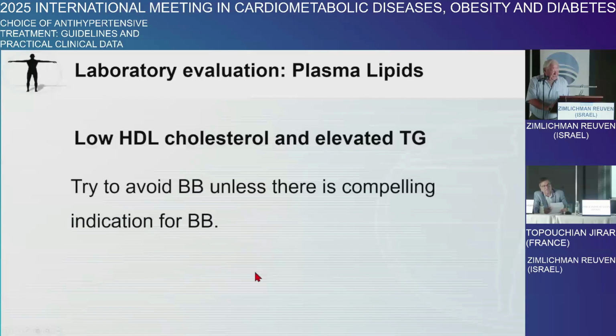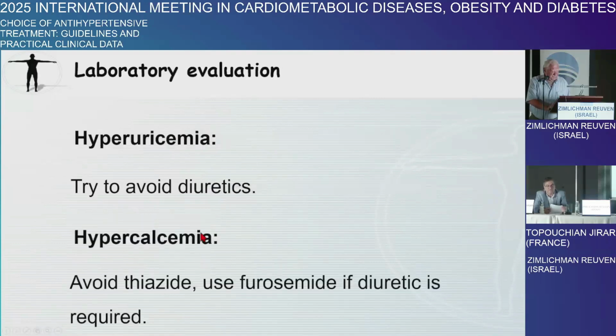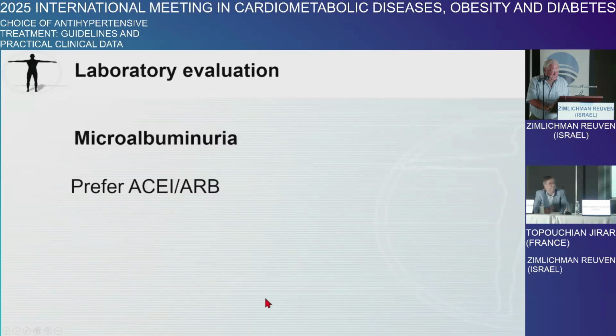For low HDL cholesterol, try to avoid beta blockers unless there is a compelling indication, if there is heart disease in the background. Hyperuricemia, avoid diuretics. Hypercalcemia, avoid thiazides. Use furosemide if a diuretic is required. Furosemide is not an antihypertensive medication, but sometimes we use it for volume retention. Of course, microalbuminuria, prefer ACE and ARB, and here a small comment.